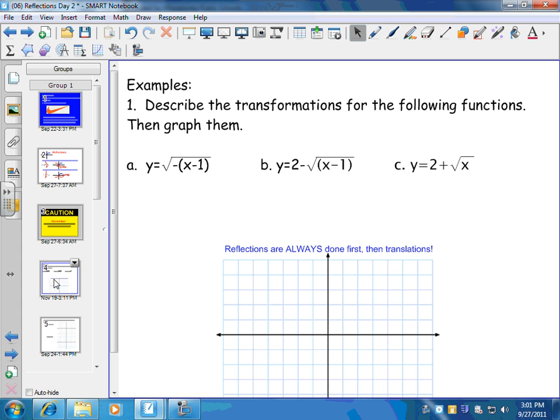So if we were to describe what's happening with these, the first thing I'm going to say is that yes, A was reflected, and since it's inside of the function, I know that was reflected over the y-axis. So that's how I'm going to describe this transformation. I also know that this -1 tells me that was translated right 1.